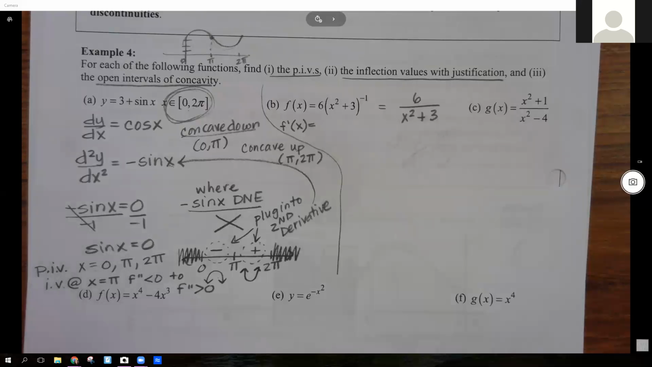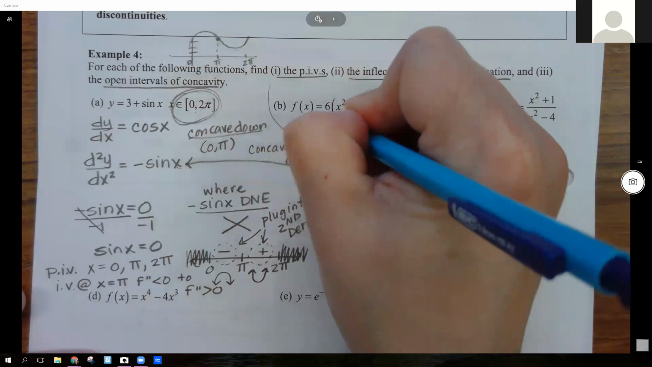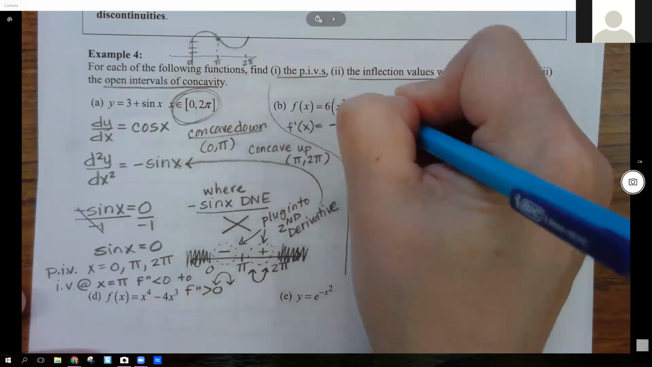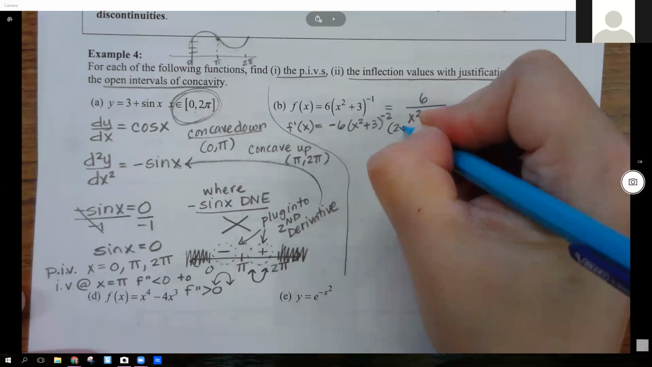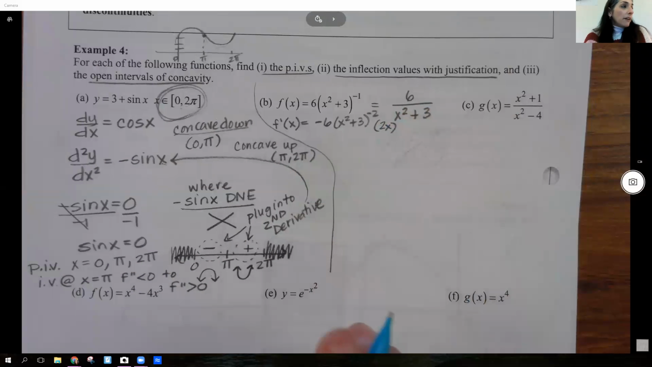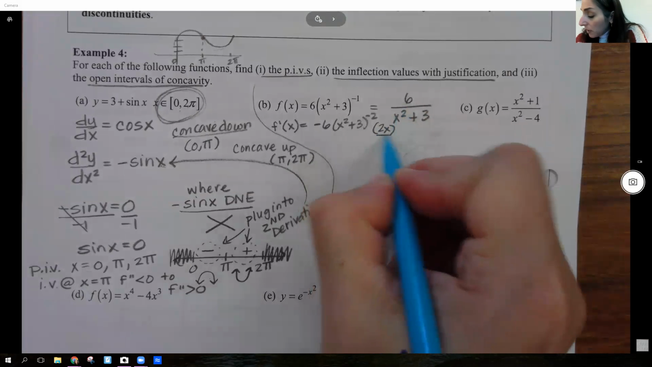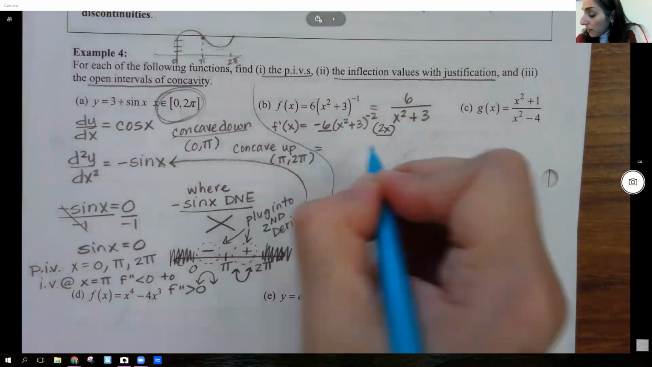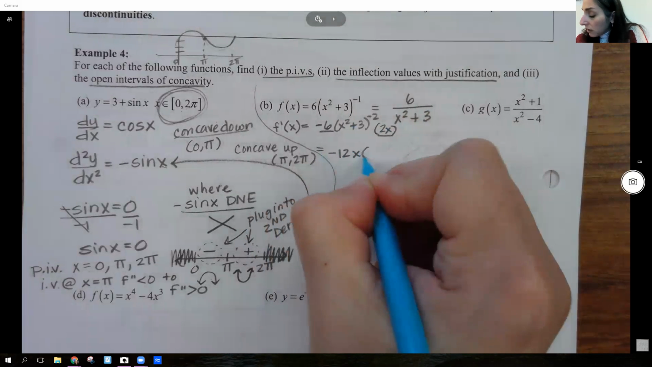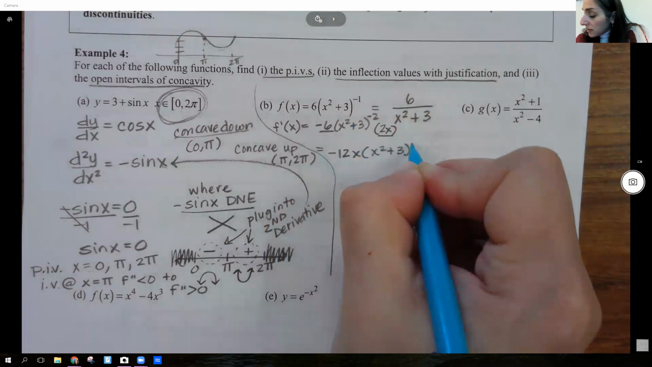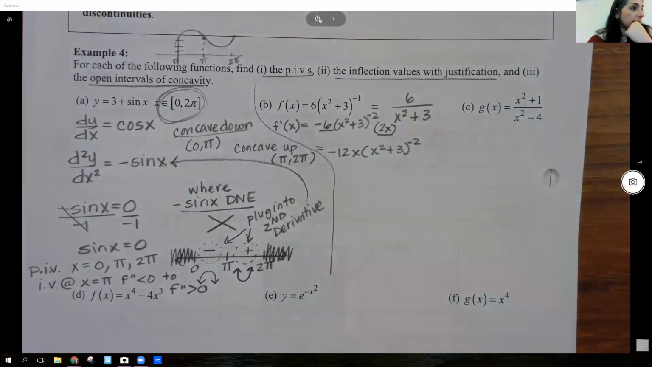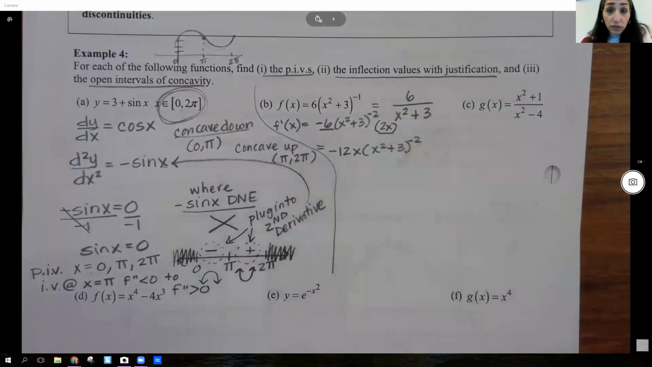It would be -6 times x squared plus 3 to the -2 power times 2x. Awesome. Thank you. All right. And so to make that a tiny bit easier to work with, how about we multiply these two things? So how about -12x times x squared plus 3 to the -2? Right? I don't think I made any mistakes with that. Okay, so that was the first derivative.